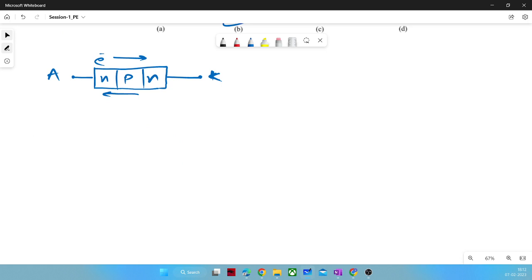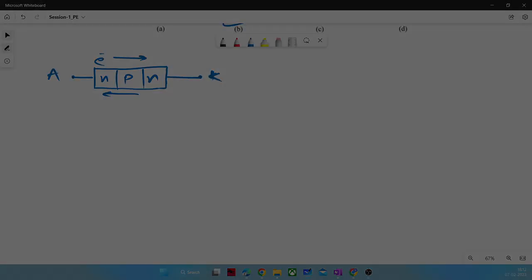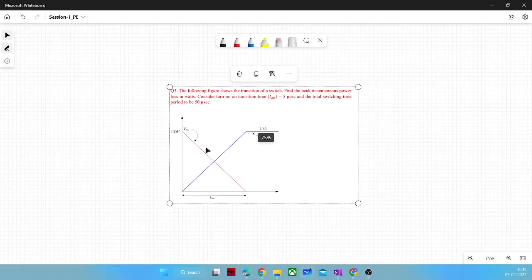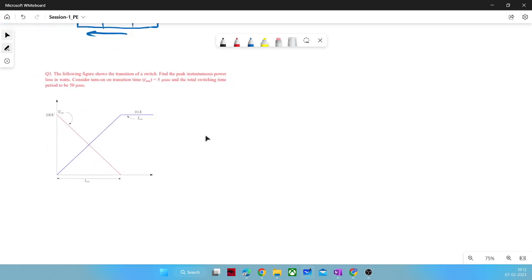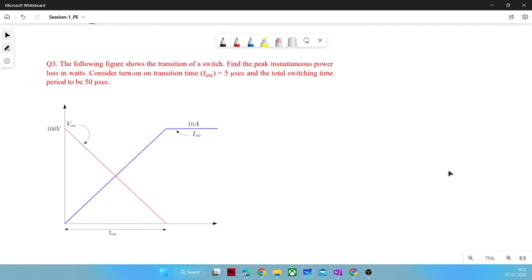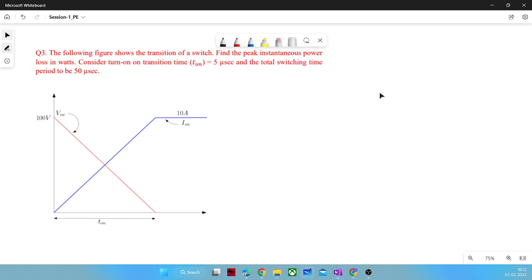So let me take a problem based on switching losses. So this is the problem. I hope you are able to see it. Let me zoom it out. In this problem, a transition is given. Only the on transition is given, and we need to find the peak instantaneous power loss in watts. So basically, it is a special case of this kind of problem.